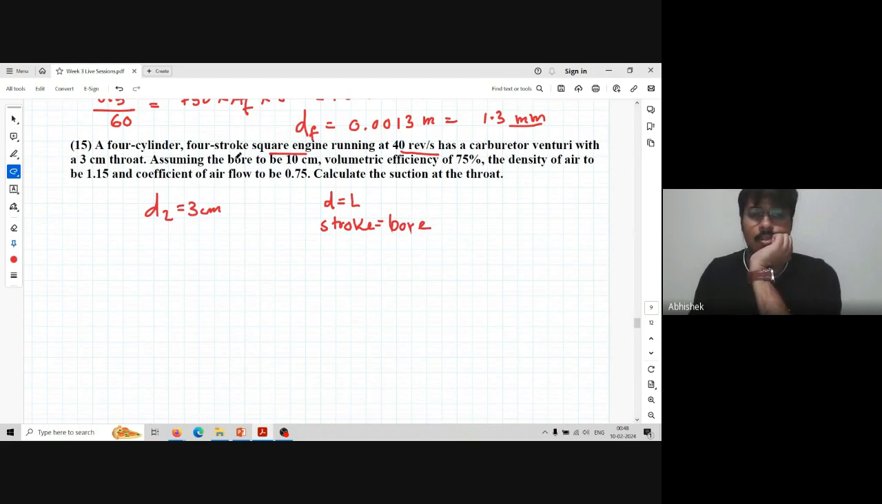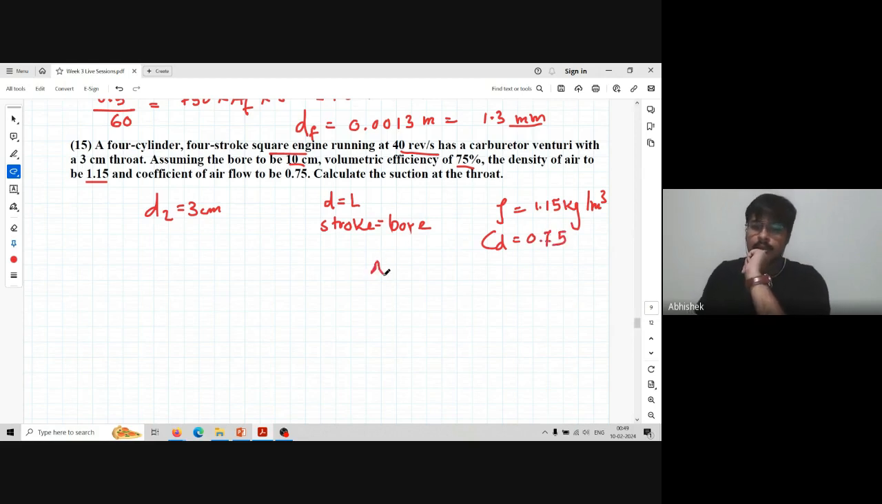A 4-cylinder 4-stroke square engine running at 40 revolutions per second has a carburetor venturi with 3 cm throat. Assuming the bore to be 10 cm, volumetric efficiency 75% and the density is 1.15 kg per meter cube. Coefficient of airflow CD is 0.75. Calculate the suction at the throat. That means it is asking delta P. You have to calculate delta P.